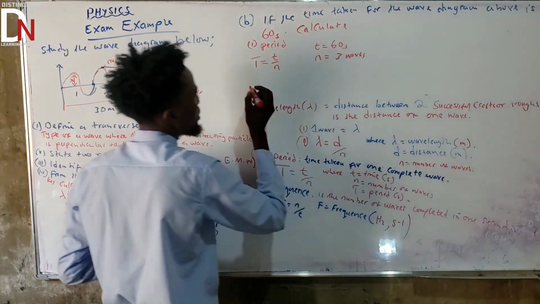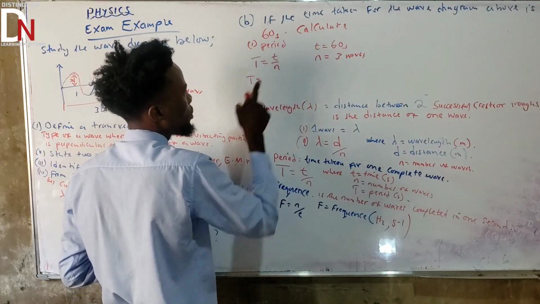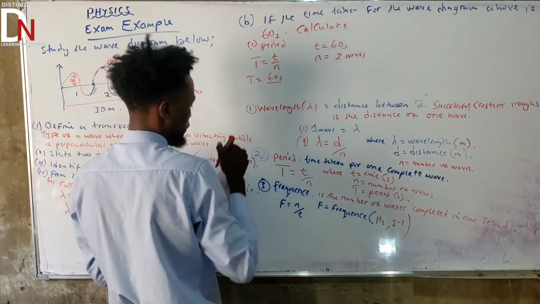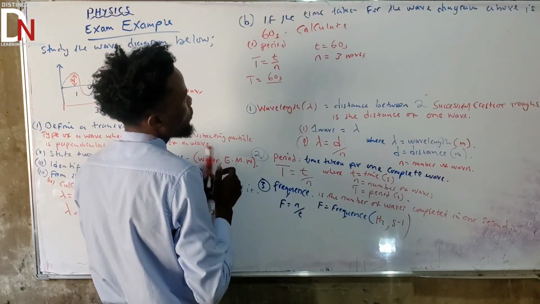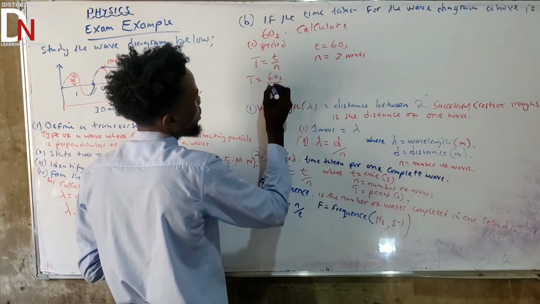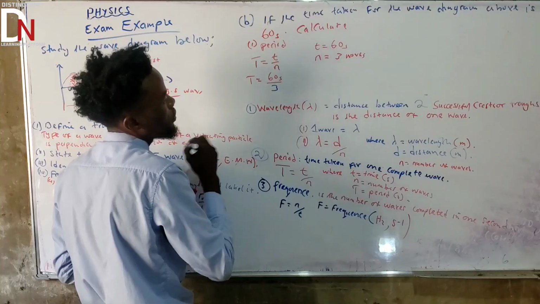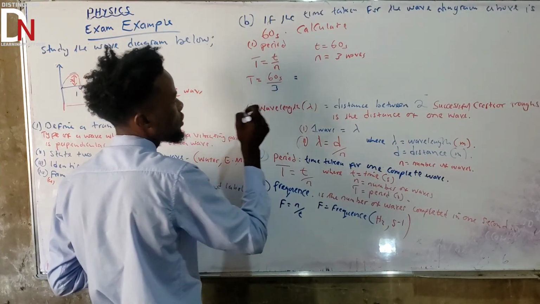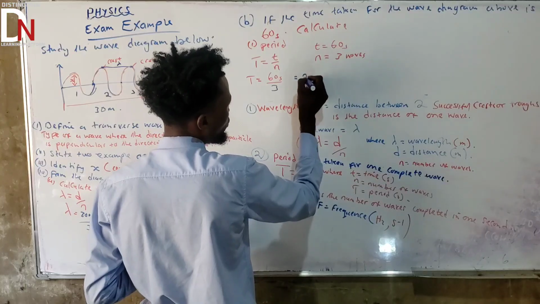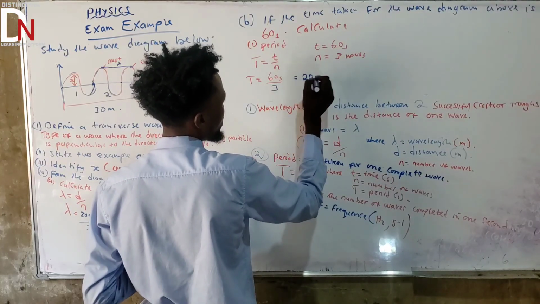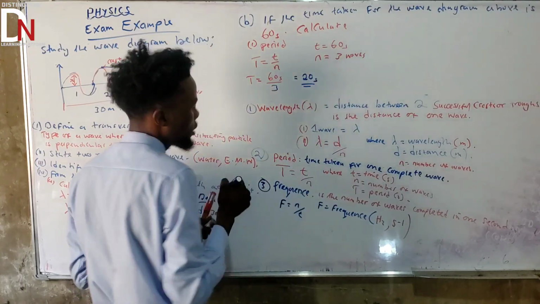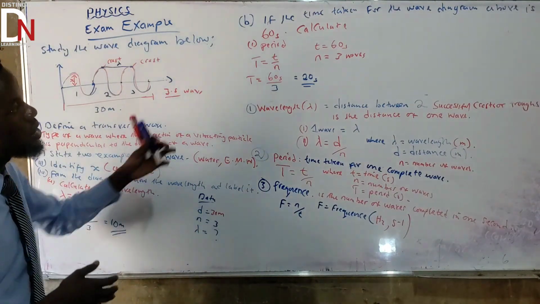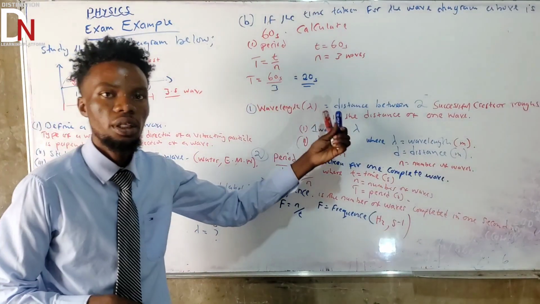Then what is left is to find just the period. Time taken is 60 seconds over the number of oscillations, that is, how many waves? There are 3 waves. If you divide 60 by 3, it will give us 20. Okay, 20 what? Seconds. So that would be the correct answer, 20 seconds. This is the simplest question that you can encounter.